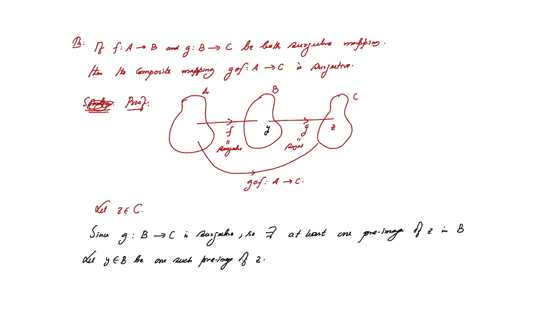With respect to z, since g is surjective, let y belonging to B be one such pre-image of z under the map g. So y belongs to B and g of y equals z. This is say equation 1. Now it is given f is surjective. So the element y has a pre-image with respect to the map; we consider the pre-image to be x, so f of x equals y.